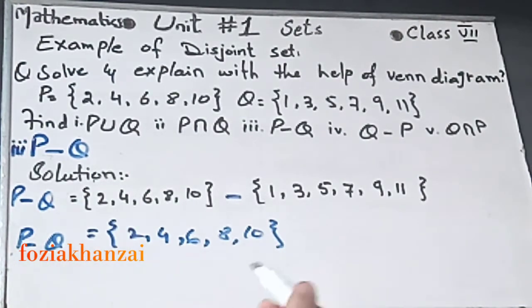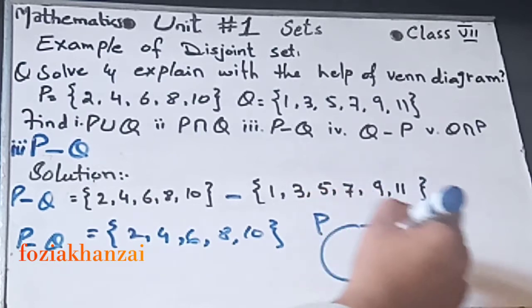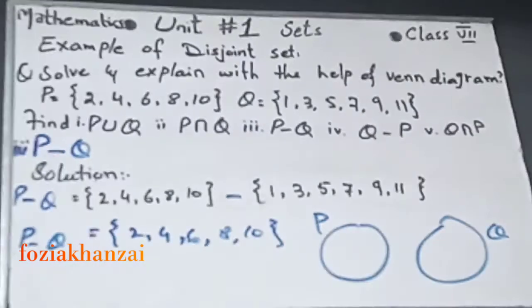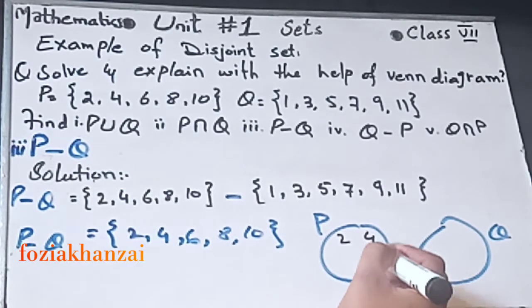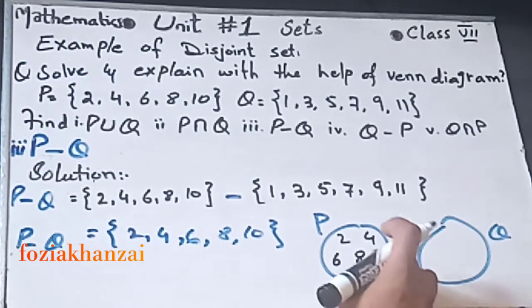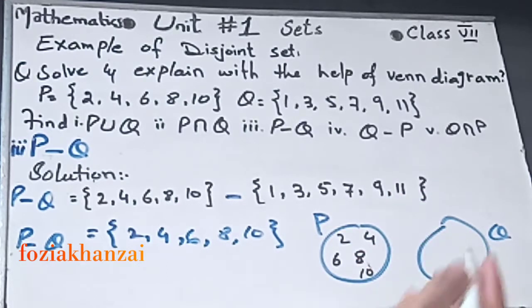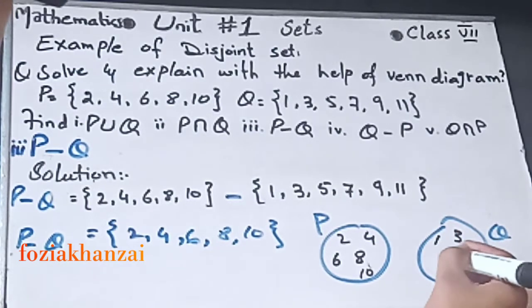Now we draw the Venn diagram. As you know, it's a disjoint set, so in a disjoint set we draw two separate circles. The first circle represents set P, the second one represents set Q. Write down the elements inside the circles. 2, 4, 6, 8, 10. No need to put the commas. Okay. 3, 5, 7, 9, 11.